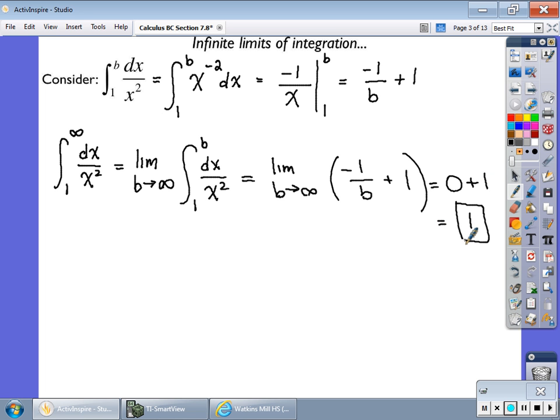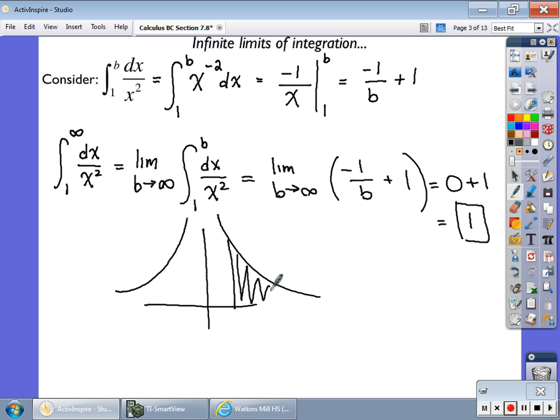And so what you can say is that the integral from 1 to infinity of 1 over x squared dx is equal to 1. Think about that for a second. Okay? 1 over x squared looks like this. And so we are taking this area from 1 and going all the way out to infinity. And I'm saying that area there, and we keep on going forever and a day, is equal to 1. It's kind of cool when you think about it.